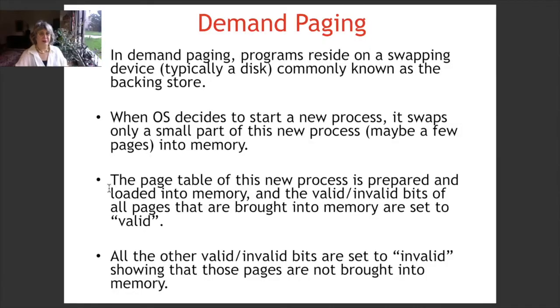In demand paging, programs reside on a swapping device, typically a disk, commonly known as the backend store. When the operating system decides to start a new process, it swaps only a small part of this new process, maybe a few pages, into memory. The page table of this new process is prepared and loaded into memory, and the valid-invalid bits of all pages that are brought into memory are set to valid. All the other valid-invalid bits are set to invalid, showing that those pages are not brought into memory.